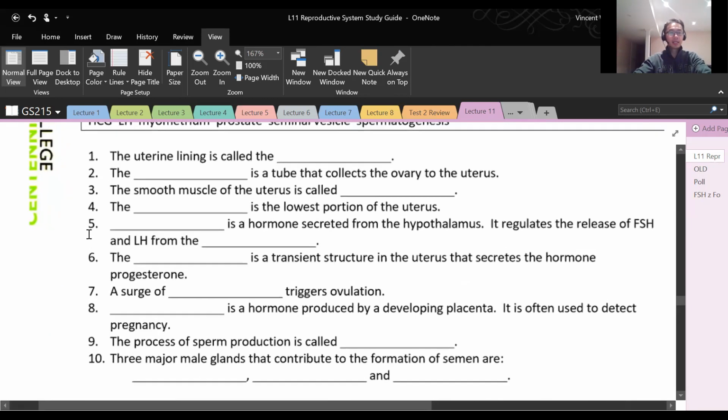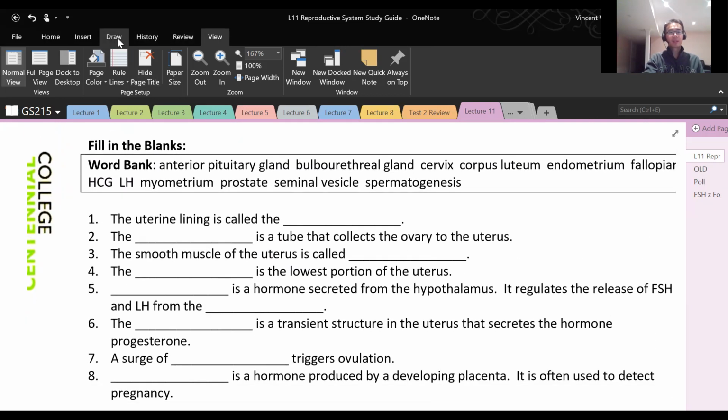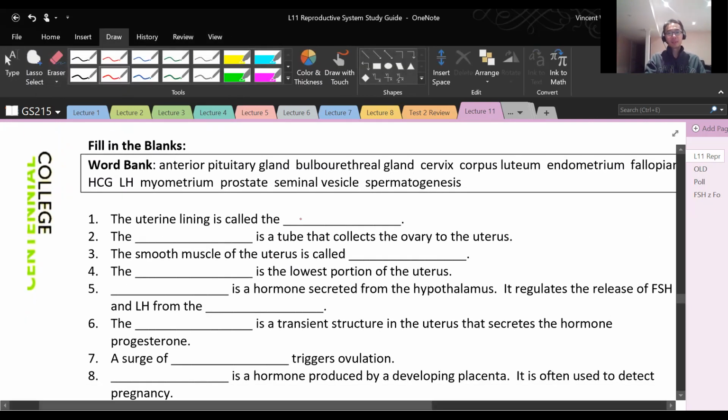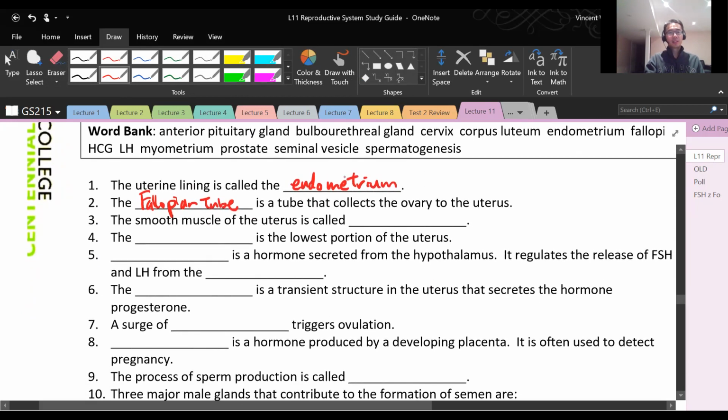Okay, fill in the blanks. What do we call the uterine lining of the uterus? The endometrium. That's right, the endometrium. Endo is within, right? Next, the fallopian tube is the tube that connects the ovary to the uterus. The smooth muscle of the uterus is called the myometrium.